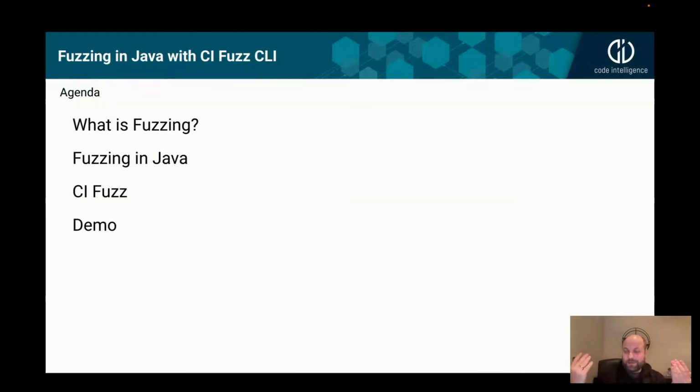The agenda today: we'll start with an introduction. What is fuzzing? And then we'll talk about fuzzing in Java, followed by a brief introduction of what CI Fuzz is and how it can be used with Java. And then I'll show a demo of how to fuzz Java code with CI Fuzz, Code Intelligence's free command line based fuzzer tool.